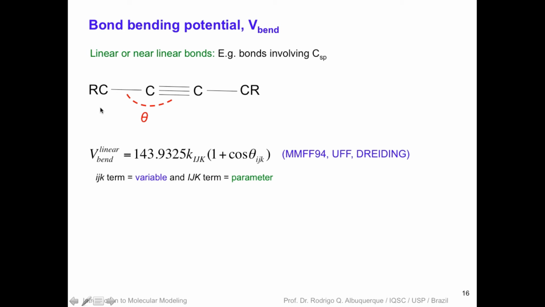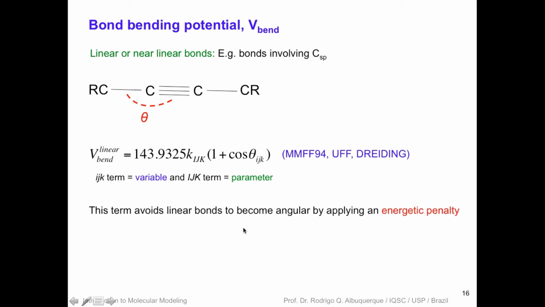As soon as this group makes a movement and this angle is decreased, you may have some energetic penalty coming from this equation. And this term, the bond bending potential for linear bonds, is used by MMFF, by the universal force field, by the Dreiding force field. Here, capitalized Ijk are representing the parameter. And the only variable here is this bond angle.